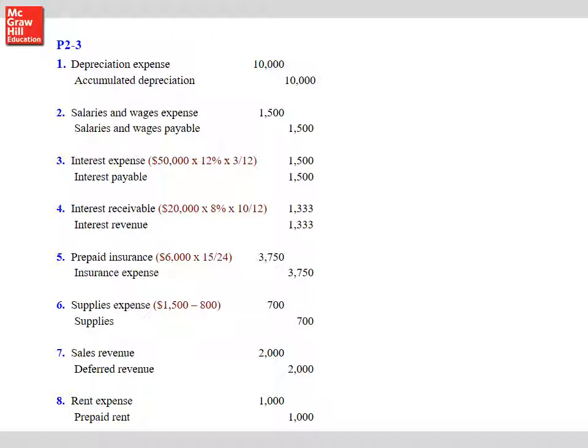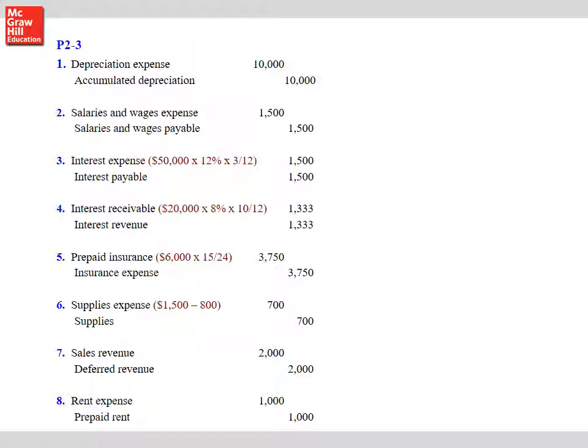So, as of April 1st, they paid the $6,000. So how much does not expire by the end of the year? Well, 9 of the 24 months has expired. So 15 months of the insurance policy must be reclassified to prepaid insurance. So we debit prepaid insurance $3,750 and credit insurance expense to correct that journal entry.